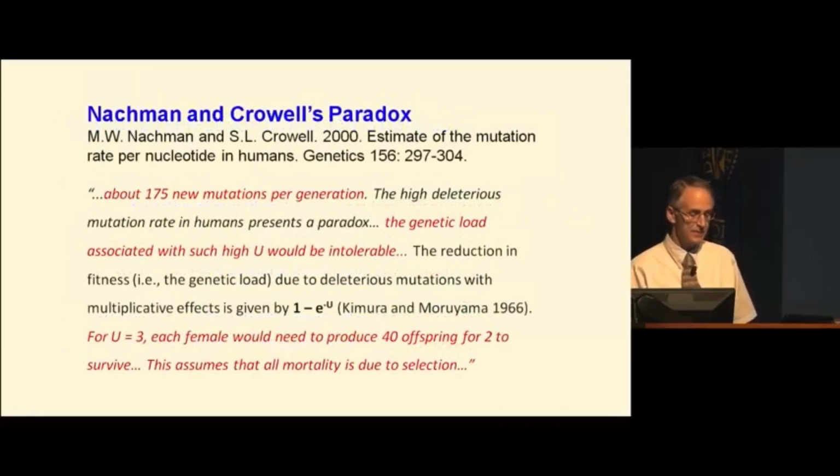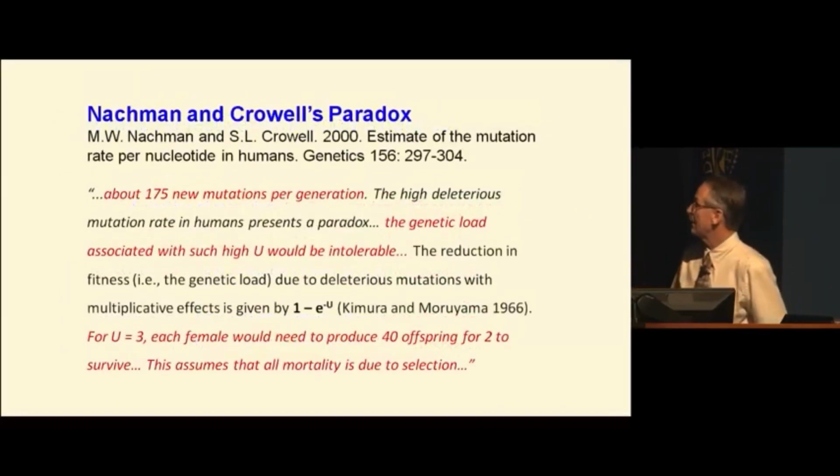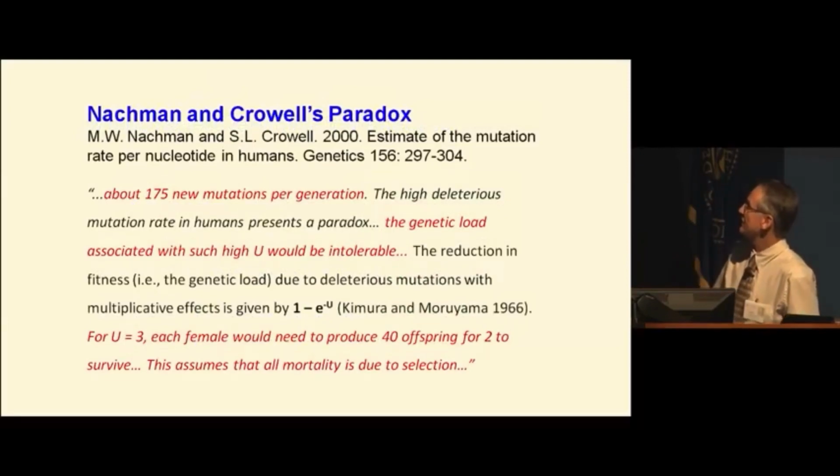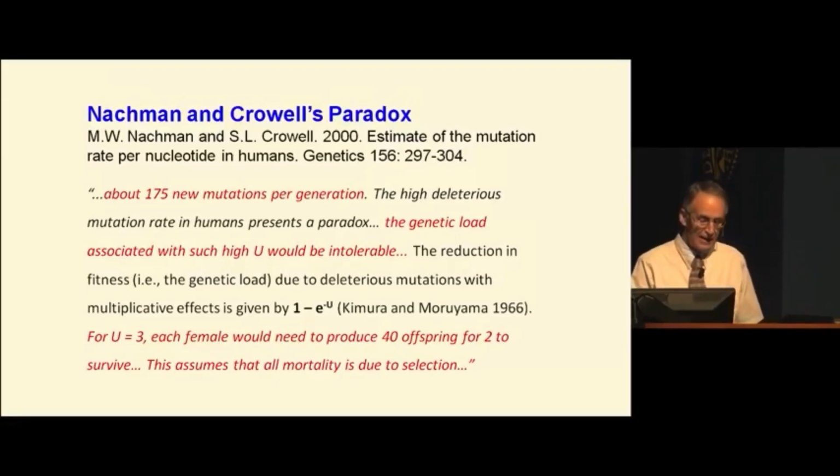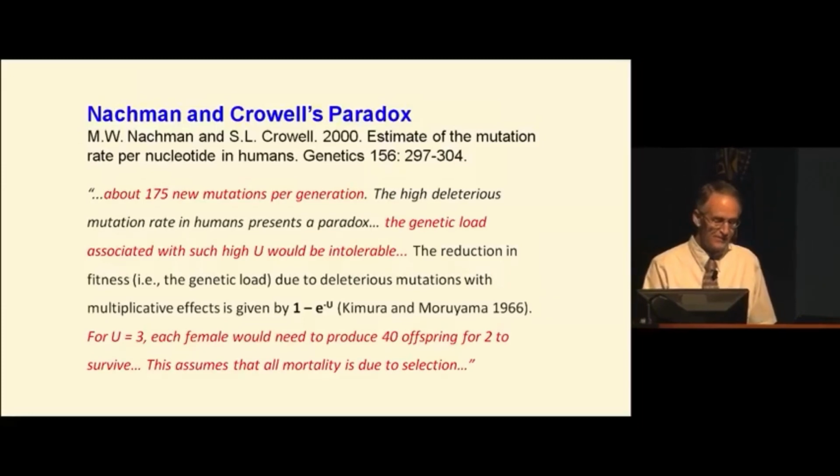So this is the Nachman and Crowell paper. Basically, they were measuring 175 new mutations per generation. They're off a little bit, but it doesn't matter. The genetic load associated with such a high U would be intolerable. They go on to say, for U equals 3, deleterious mutation rate of 3 per person per generation, each female would need to produce 40 offspring, as our calculations show, and this assumes all mortality is due to selection. So basically, there's a series of papers that say that.